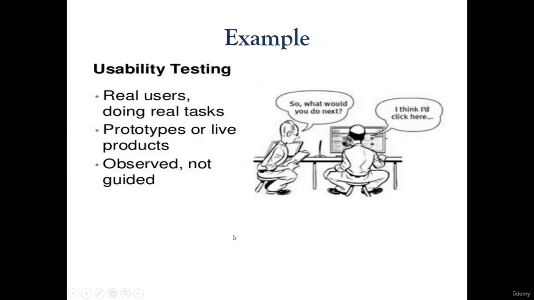An example of usability testing is real users doing real tasks, with prototypes or live products, observed, not guided. So what would you do next? And I think I click here. So you will be able to see the real-time example. The user experience is not good and they are struggling to find the expected information.